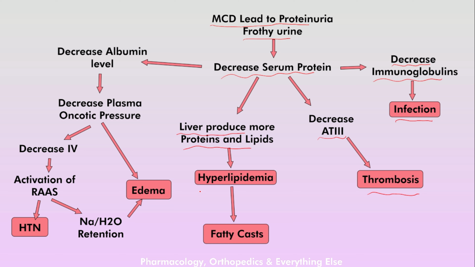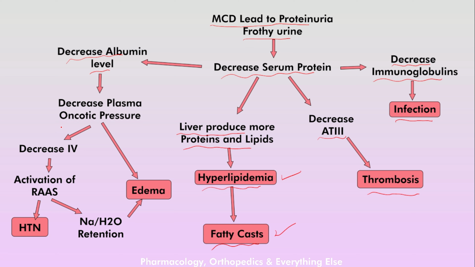And this would lead to hyperlipidemia and fatty casts in the urine. So your patient would have hyperlipidemia and fatty casts in their urine. One of the proteins that is lost in urine is the albumin, and this is the major protein that forms the oncotic pressure.